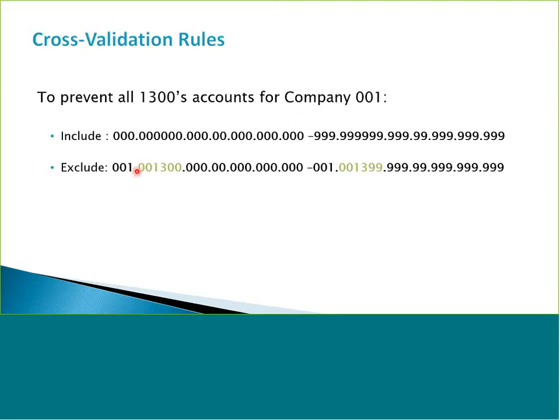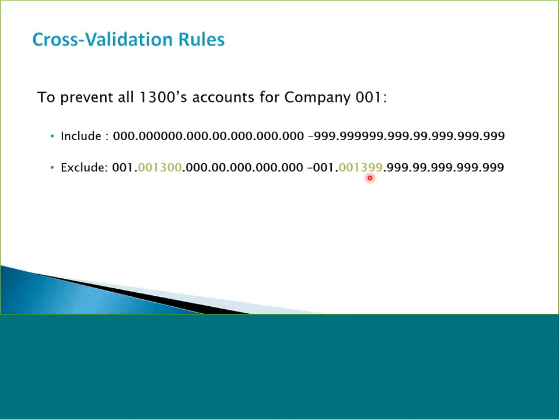Let's move on to the second segment, which is a natural account. We don't want company one to use any 1300 accounts. So that will be from 1300 to 1399, because before 1300 is 1299, and after 1399 is 1400, and we want those accounts to be valid. So the ones we want to exclude are from 1300 to 1399. So that's our range for the natural account segment.